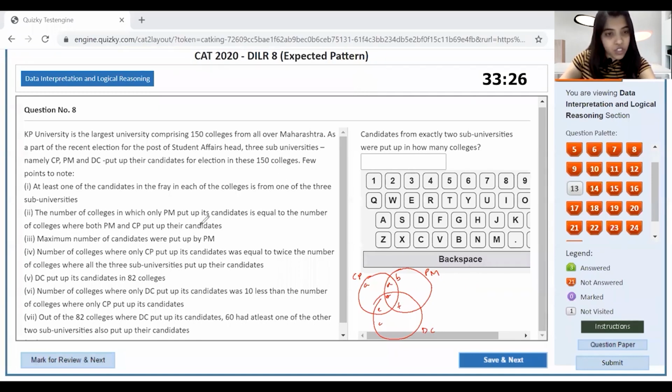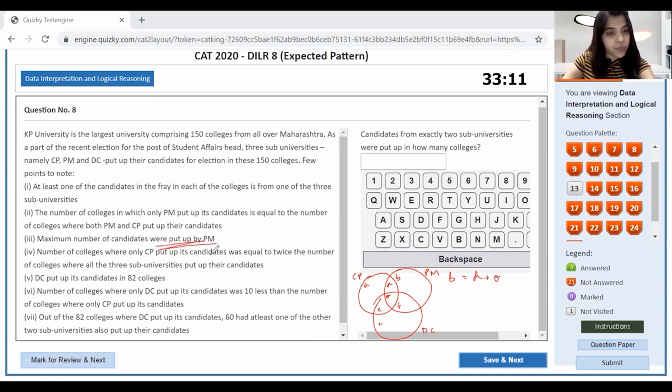Right, the number of colleges in which only PM put up its candidates, which is B, is equal to the number of colleges where both PM and CP put it up, which is D plus O. Maximum number of candidates were put up by PM.